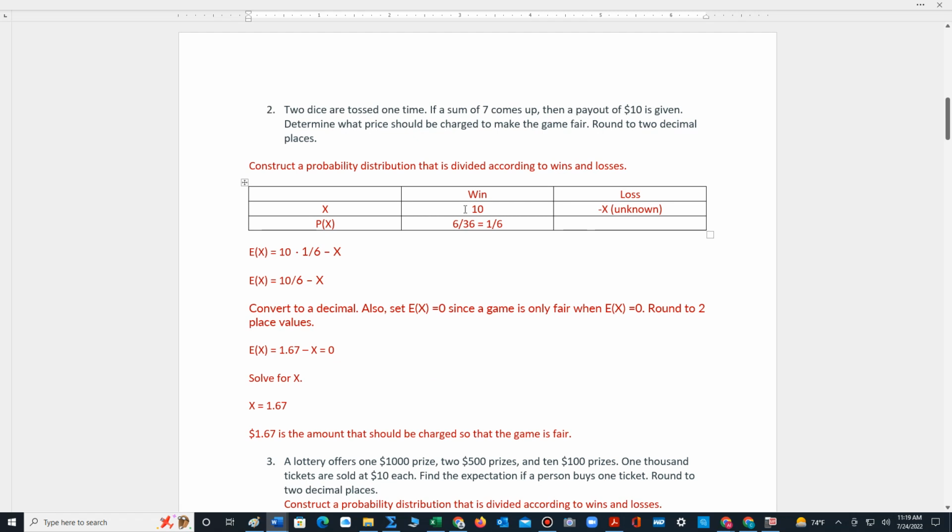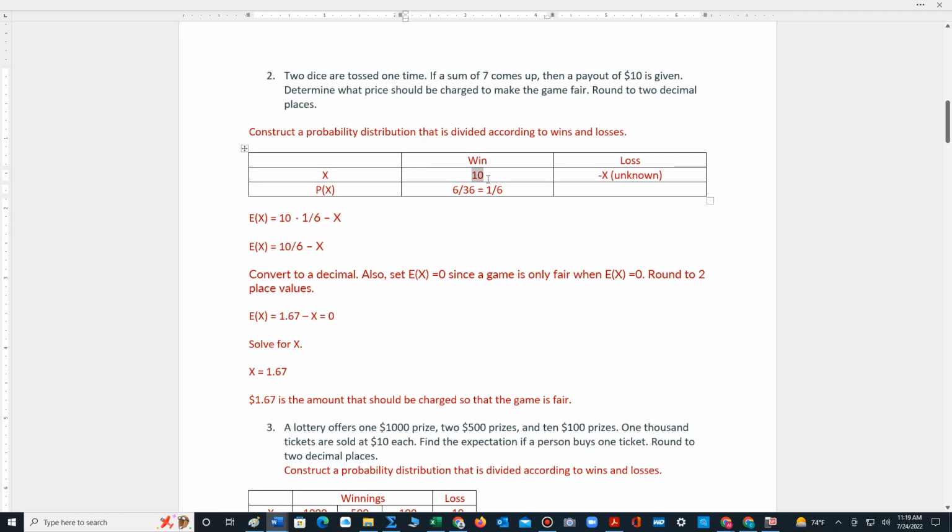In this case, a person can win $10. Their chance of winning, if they play this game, they have to get a sum of 7 when 2 dice are tossed. So that's 6 times out of 36, which reduces to 1/6. The loss is unknown. We'll just call that x, so minus x. So the expected value, we average out the winnings, 10 times 1/6 minus the unknown loss. So then we have 10 out of 6 minus x.